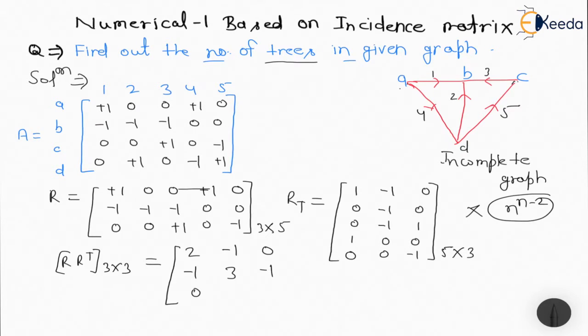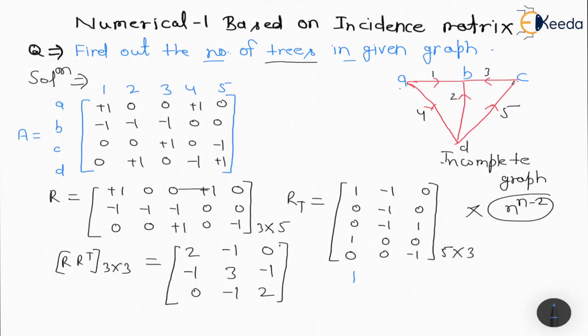Again third row, second column: 0, 0, minus 1, 0, 0, so it will be minus 1. And third row, third column: 1 into 1, and minus 1 into minus 1, so it will be 2. So here R into R transpose, 3 cross 3, is equal to 2, minus 1, 0; minus 1, 3, minus 1; 0, minus 1, 2.